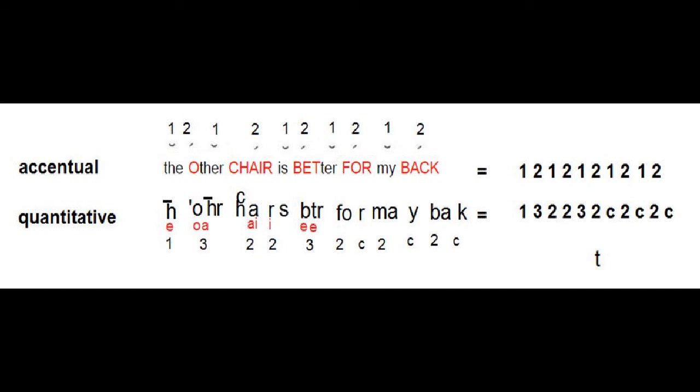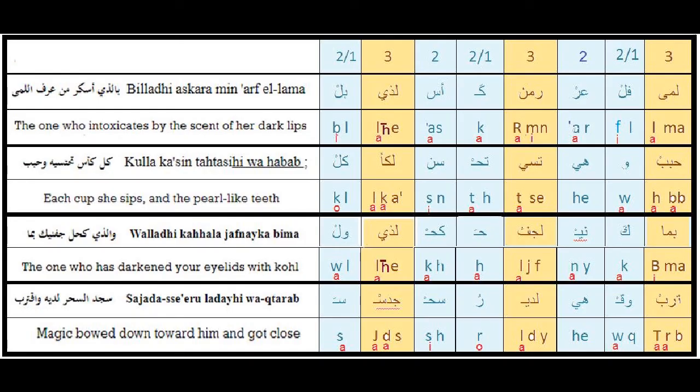Each Arabic line is composed of 2 hemistichs with a caesura in between. I will read these 2 lines or 4 hemistichs. بالذي أسكر من عرف اللمى كل كأس تحتسيه وحبب والذي كحل جفنيك بما سجد السحر لديه واقترب.